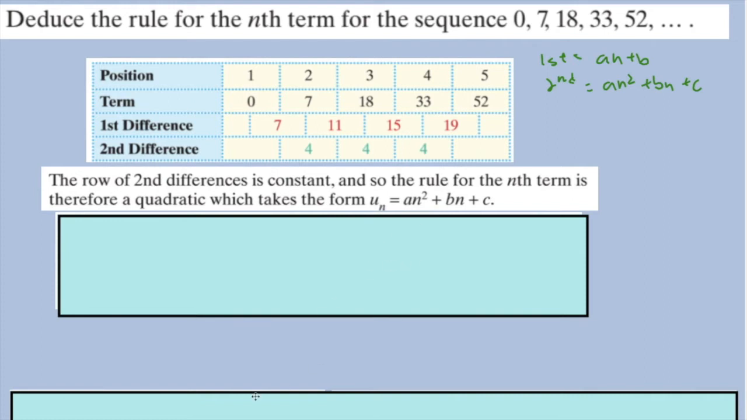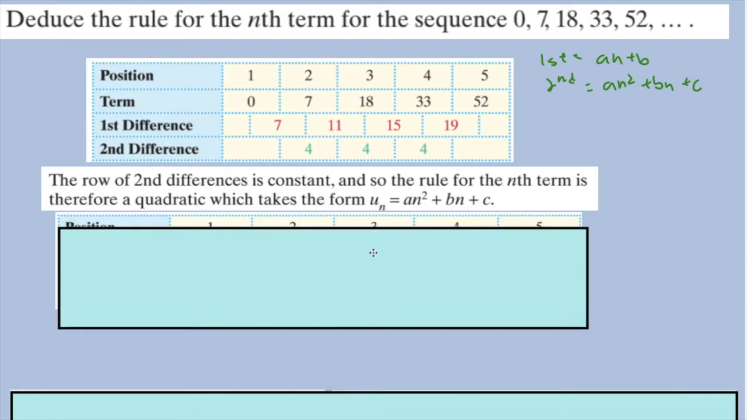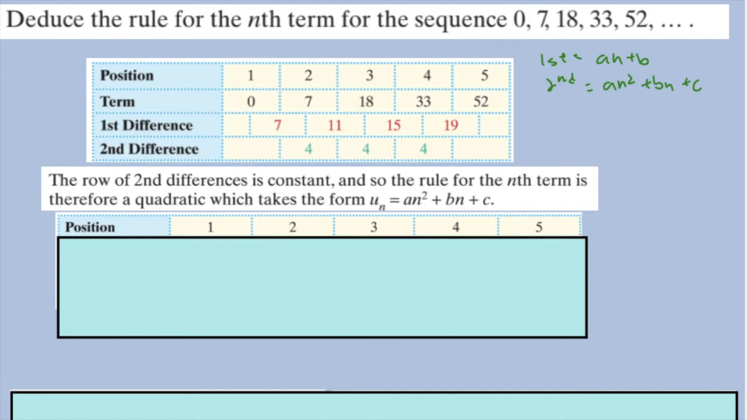So from here, what we're going to do is take our term and plug it into each of these. Meaning, in my first position, I'm going to have a times 1 squared plus 1 times b plus c, which is going to give me 1a plus 1b plus c, so just a plus b plus c. Okay, that's what's going to go here.